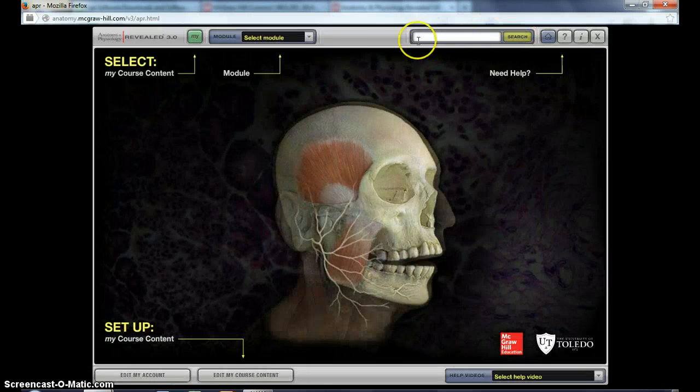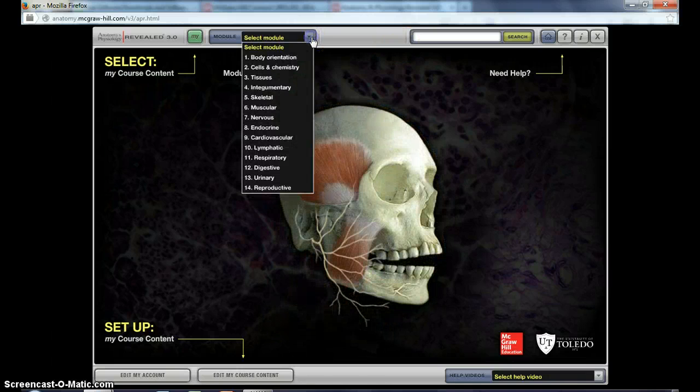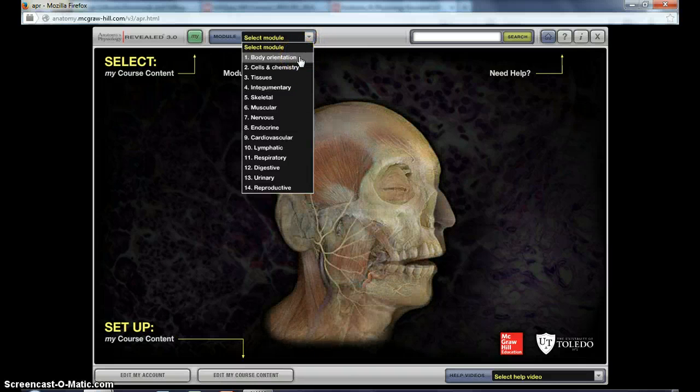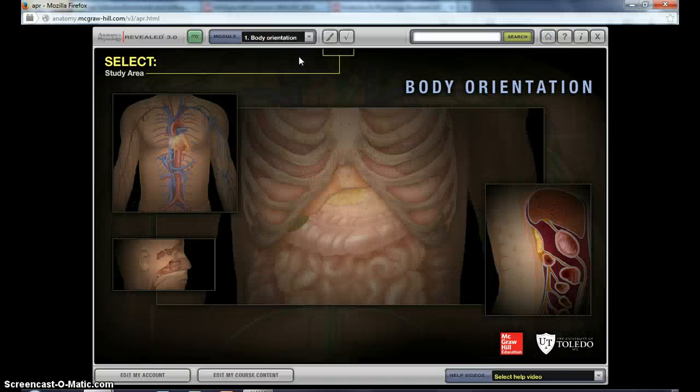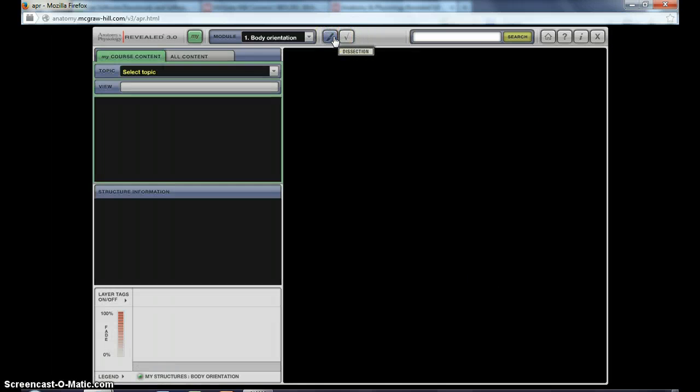This takes a bit of time to open. And this is the important part. So the module that's going to be most relevant to you here is the one related to body orientation. We may go through some of these other ones as we go through the course, but this is what we're interested in for now. So there's two kinds of study areas that you can select. The most important one is the dissection tool, which is here. This is a quiz you can take to see if you understand what it is that you're reading.